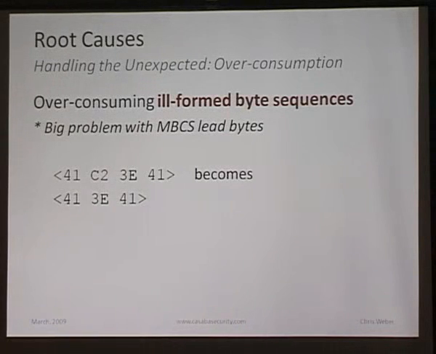Here's what happens with an overconsumption attack. I hand you a C2, which is a valid lead byte of a double byte sequence. However, there's not a valid trailing byte. So what do you do? Do you consume the second byte? Some apps do. Some of them just drop it. Actually, this slide's wrong because that 3E41 below should just be 4141. So the C2 and the 3E are supposed to be consumed together.